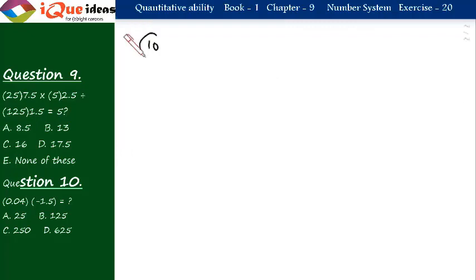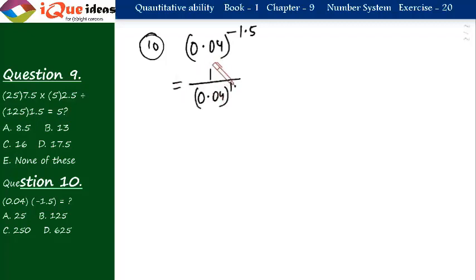Now the next question, question number 10. It says 0.04 to the power minus 1.5. Now the first thing that we need to do is remove the negative sign. So it becomes 1 upon 0.04 to the power 1.5. Now 0.04 is actually 0.2 square. So we can write it as 1 upon 0.2 square and whole to the power 1.5.